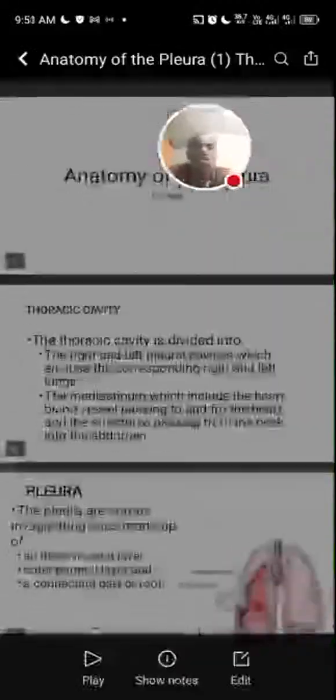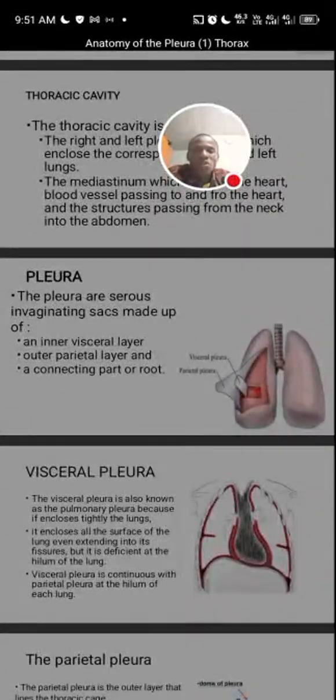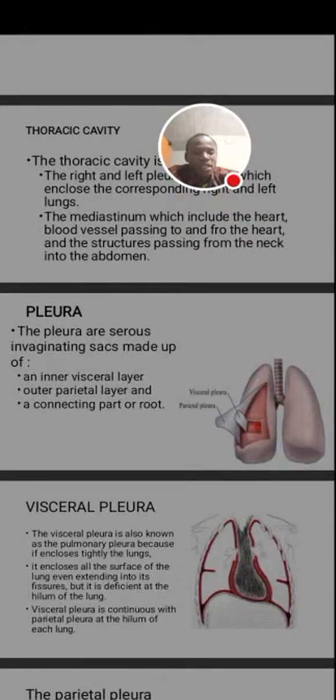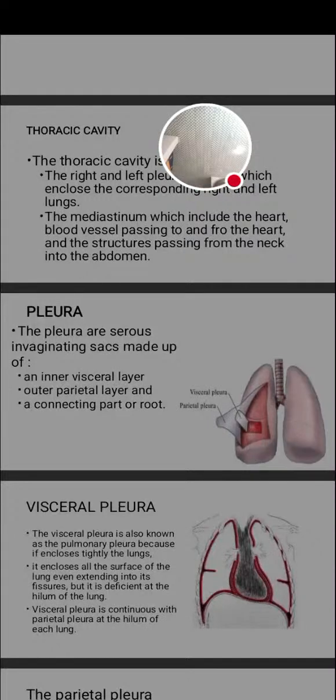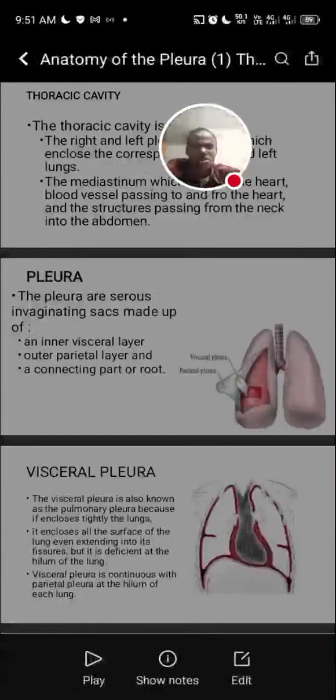So we are still talking about the pleura. Yesterday we started, and now we said the pleura is what? Number one, it is a serous membrane, or invaginating sac made up of visceral layer and parietal layer. A connecting part is called the root.